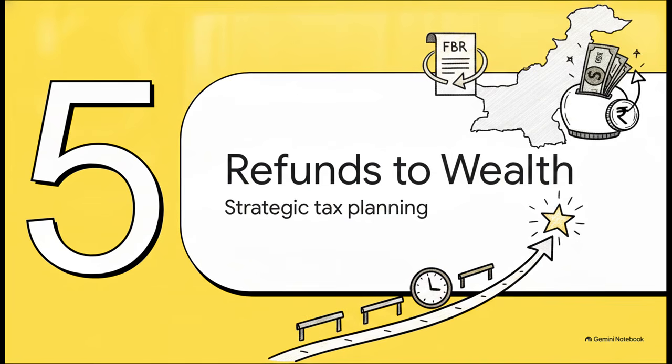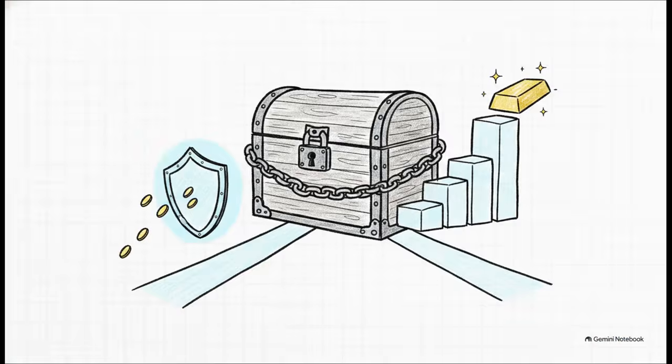Section 5. Turning refunds into wealth. Strategic tax planning. Which brings us to our final and honestly most strategic phase. Having a refund on paper is great, right? But getting cash back from the FBR in Pakistan can be incredibly difficult and honestly super time-consuming. So what do you do? Well, you play the long game. Tax experts generally advise avoiding the fight for a delayed cash refund entirely. Instead, you want to use that locked-up refund strategically.